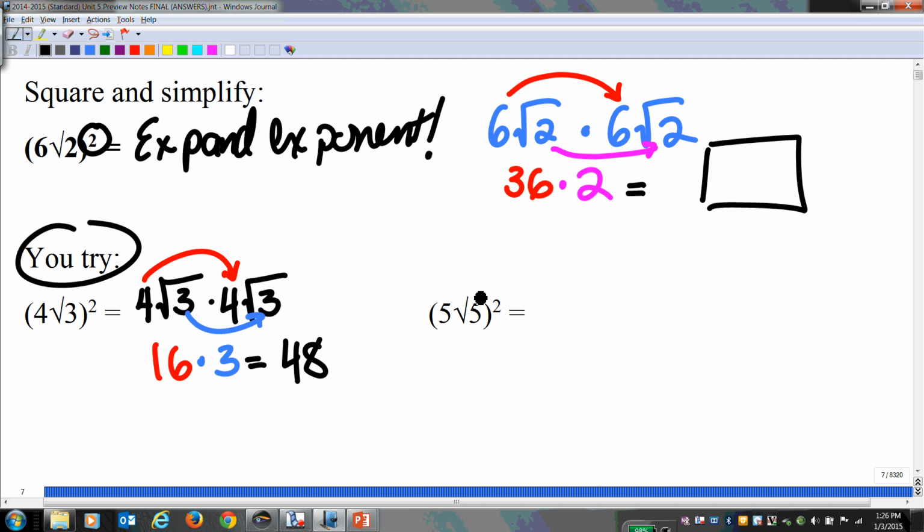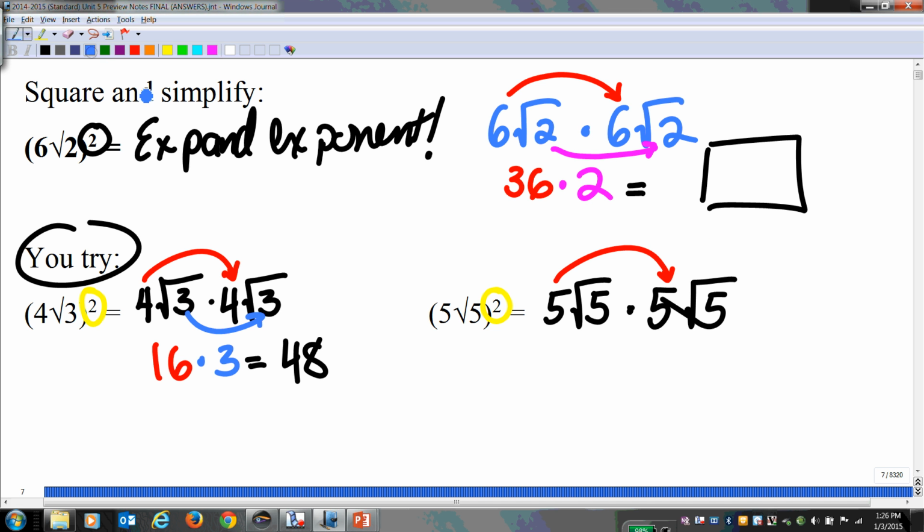5 root 5 squared looks like this: 5 root 5 times 5 root 5. Always expand your exponents. That means spell it out. Outies. 5 times 5 is 25. Innies. Root 5 times root 5 is just 5. 25 times 5, 125.